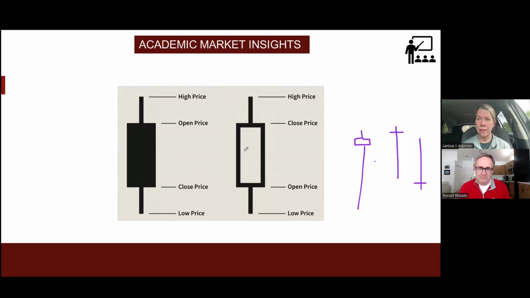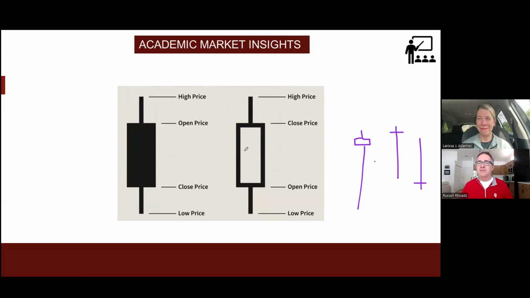One little hint, and it's pretty easy when they're in color: the days where the close is higher than the open are green, and the days where the open is higher than the close are red. You can just interpret that. Although in China they use red for up and green for down, but let's not convolute this one.